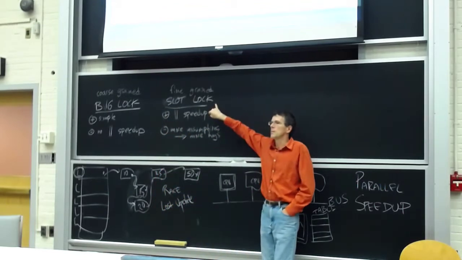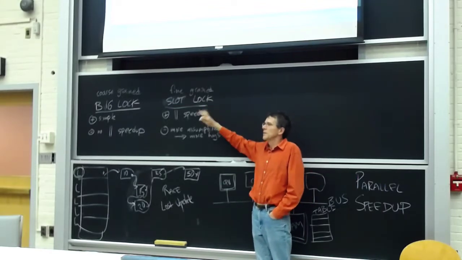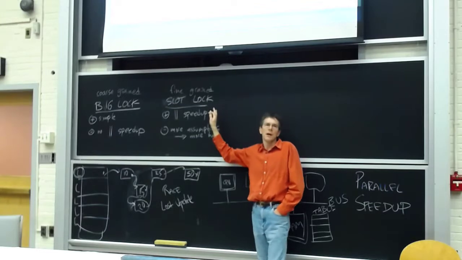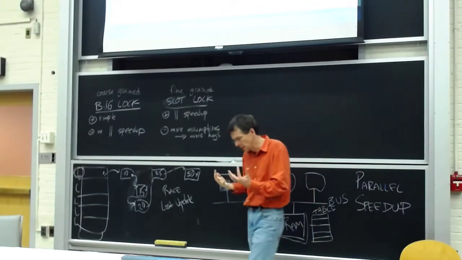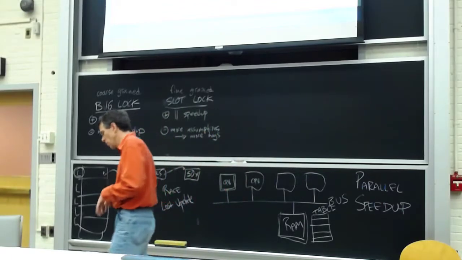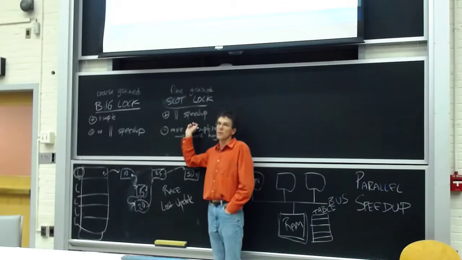Even this parallel speedup is only likely, right? If there are two cores, it depends on the workload. If it's often the case that two cores need to use the same slot in the hash table, then this isn't going to get as much parallel speedup either.